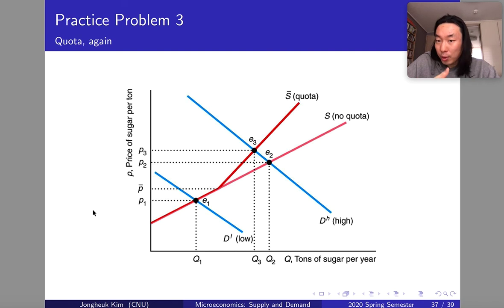And before the quota level of the quantity of sugar, the supply of sugar in the United States will still be the sum of domestic and imported sugar. But after the Q star, the quota level, the supply of sugar in the United States will be exactly the same as just the domestic sugar produced in the United States, not including imported sugar. So we have two different kinked versions of the supply curve.